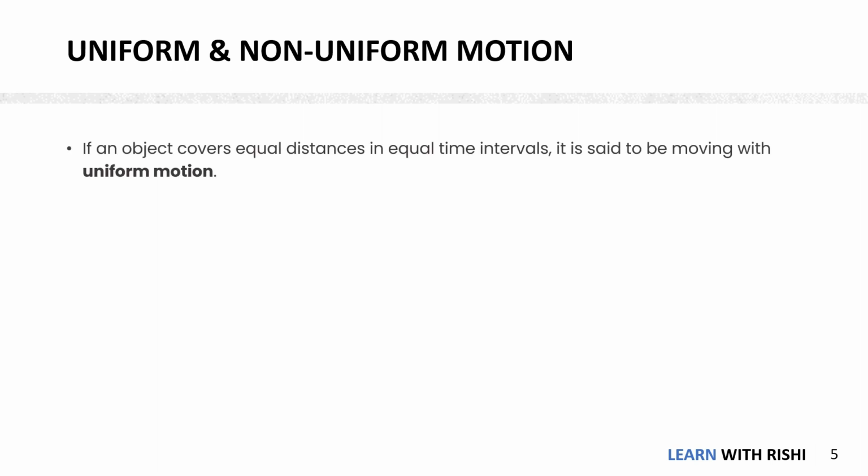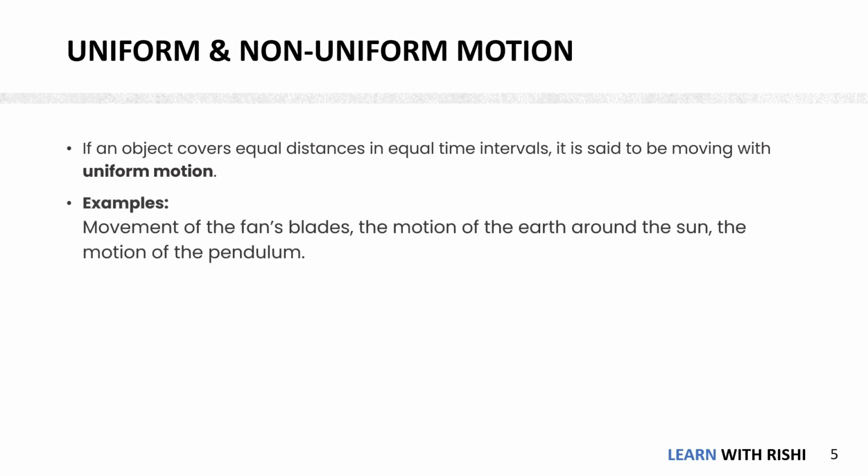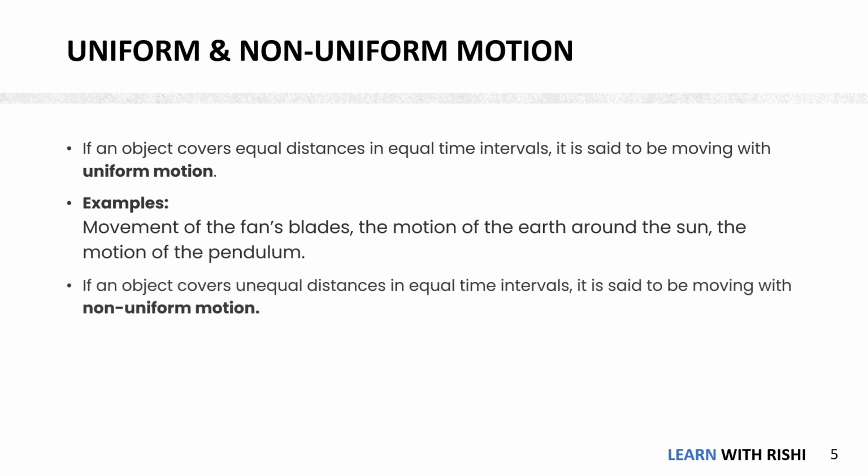Let us discuss uniform and non-uniform motion. Uniform motion is a motion of a body in which the object covers equal distance in equal intervals of time. Examples: movement of fan blades, motion of earth around the sun, motion of a pendulum. And non-uniform motion is such motion of an object where unequal distance is covered in equal intervals of time. For example, motion of a vehicle being driven through heavy traffic.